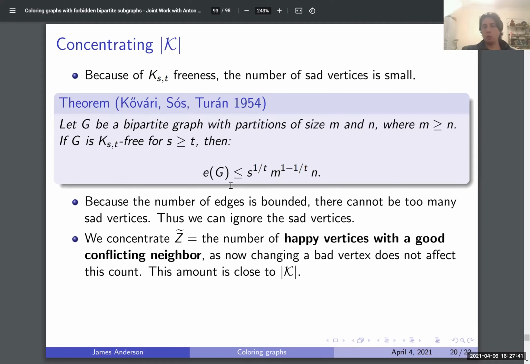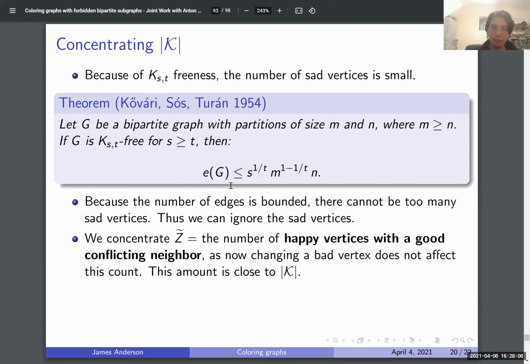And so now we've eliminated the impact of these sad vertices. And what's left over are these bad vertices that we want to eliminate the impact of. And if we've gotten rid of the sad vertices, well, a happy vertex doesn't see too many bad vertices. And so really we can ignore the impact of these bad vertices as well.